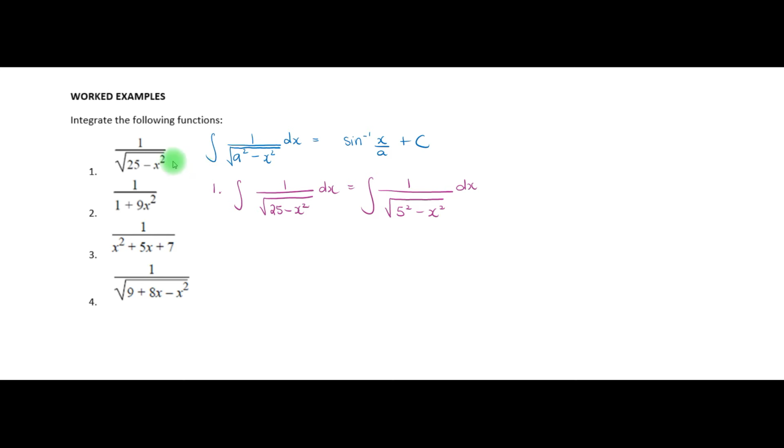Right? And now it is in this exact form, which leads us to the answer of sine inverse x over 5 plus c.